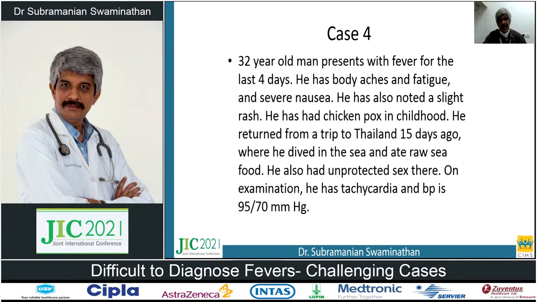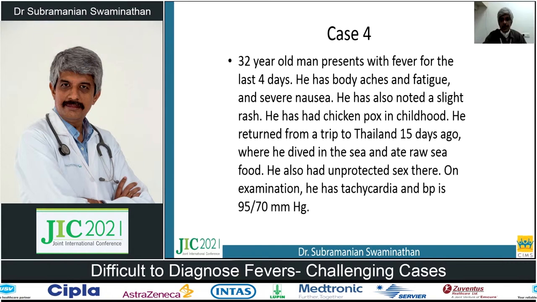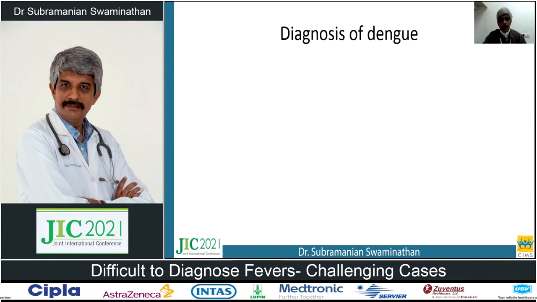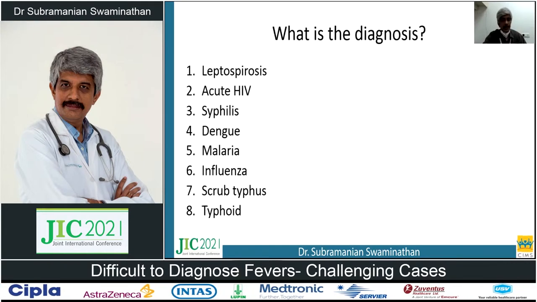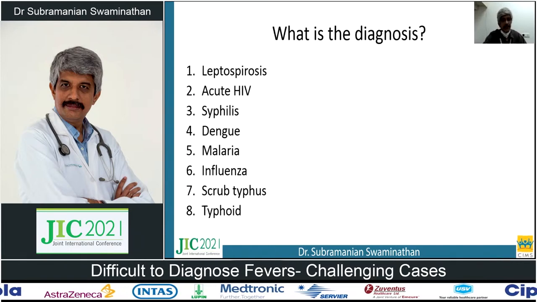On examination, he has tachycardia and his blood pressure is 95 by 70. He's otherwise a very healthy guy. So the question is, what is this? Could this be leptospira? Could this be an acute seroconverting illness, syphilis, dengue, malaria, influenza, scrub typhus, or typhoid?